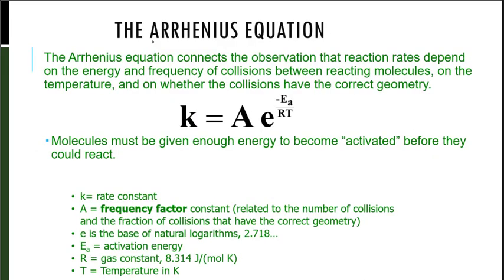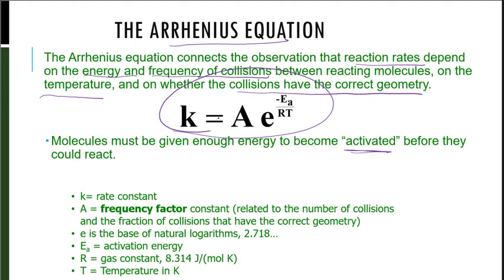This brings us to the next topic, which is our Arrhenius equation. The Arrhenius equation connects the observation that reaction rates depend on the energy and the frequency of collisions between reacting molecules, on the temperature, and on whether the collisions have the correct geometry. Molecules must be given enough energy to become activated before they can react. Here we have an equation: k is equal to A e raised to the negative activation energy over RT. What do all these mean?